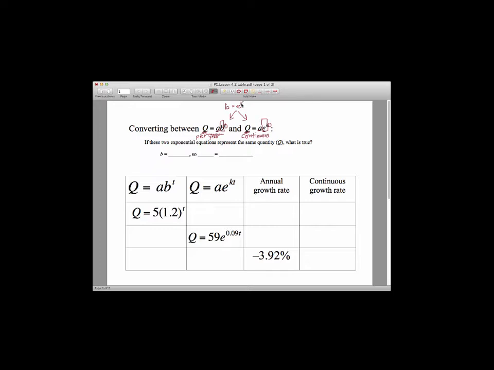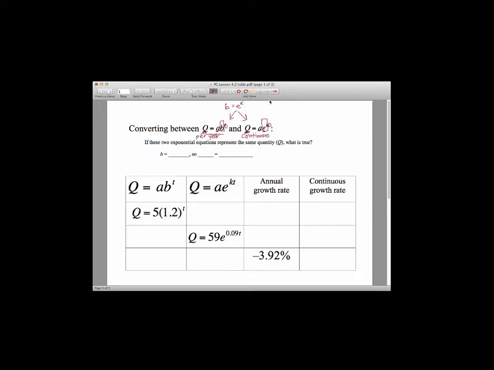So both formulas many times are just as good to use on some sort of a real-life phenomena. You just want to look for keywords. Clearly, if you see the word continuous, then you always default to the continuous formula. If it's per year, per minute, then you default to the a times b. But honestly, you can always go back and forth between these simply by converting b into e to the k.